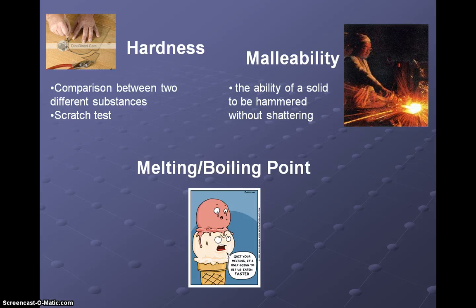Malleability is the ability of a solid to be hammered without shattering. If you think about a blacksmith putting a long piece of metal into some burning coals, and then they hammer it in order to change its shape. So something that's malleable is something that is bendable or not brittle.